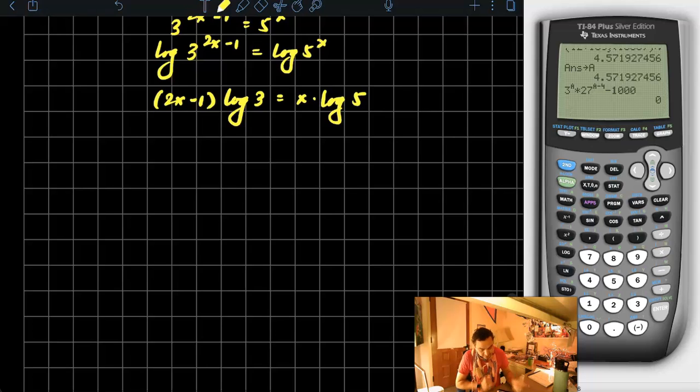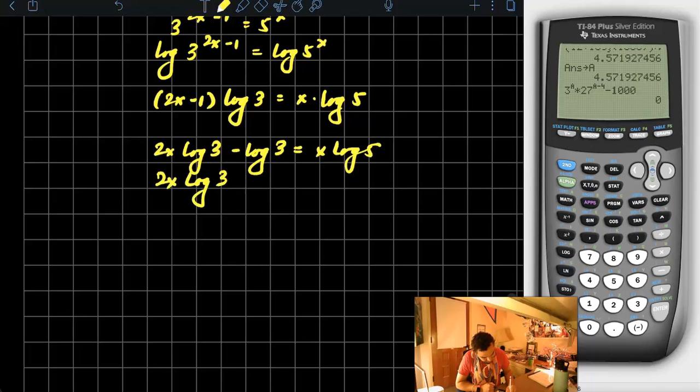Continuing here, we want to bring the x's to one side, so I'm going to distribute here to get 2x log 3 minus log 3 equals x log 5. Bring over the x log 5 and group like terms, basically. Remember, anytime you see log 3, log 5, those are just numbers. But instead of having to plug into my calculator, I want to see if I can leave it an exact value for as long as possible. And my like terms that are just constants, I'm moving to the other side.